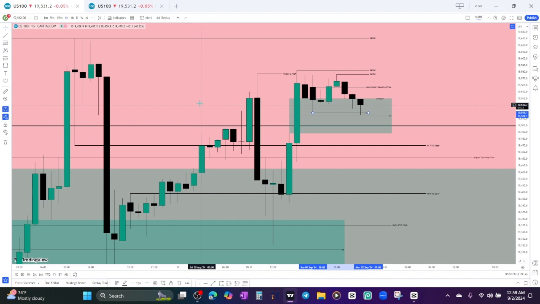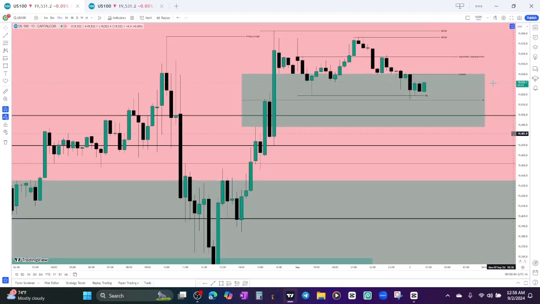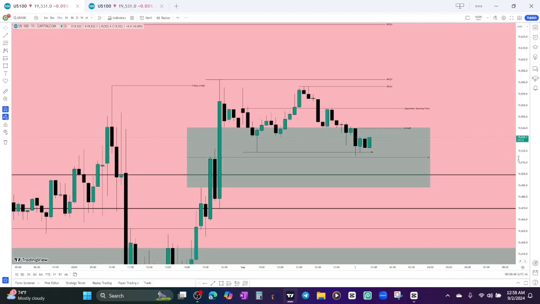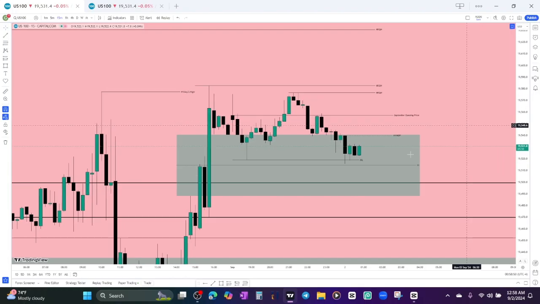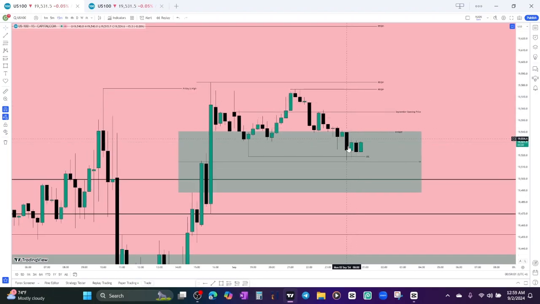Dropping down to the 15 minute. What do we see here? Okay. So now it's 12:58, about to be 1 a.m., almost London session. So now we're going to be looking for the market to tell us that it wants to start to push up towards these relative equal highs.